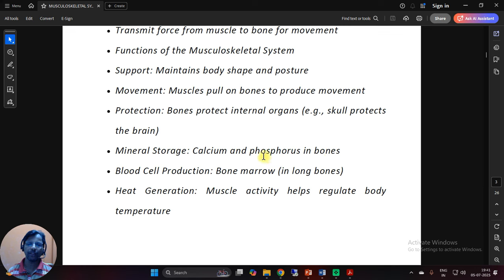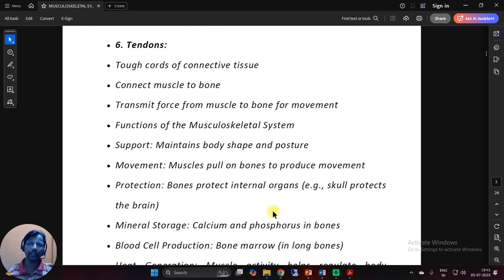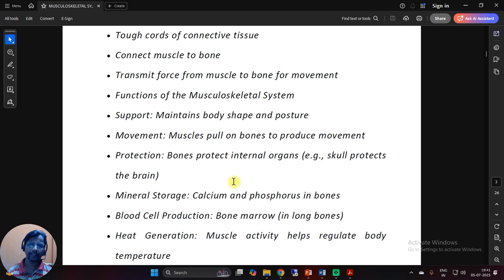For example, if you go to the physician and tell them you are having any type of joint pain, firstly they will prescribe calcium and vitamin D. Okay. Blood cell production using the bone marrow, and heat generation: muscle activity helps regulate body temperature. Okay. So these are the functions of the musculoskeletal system.